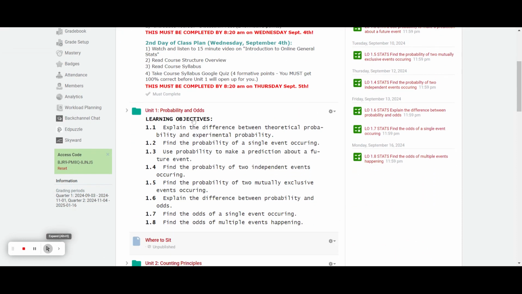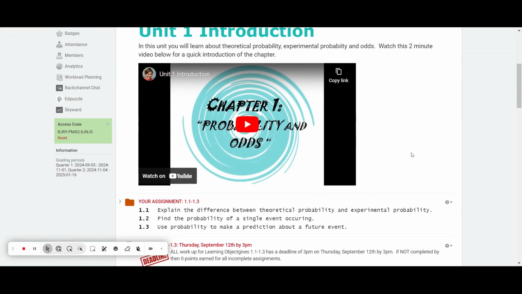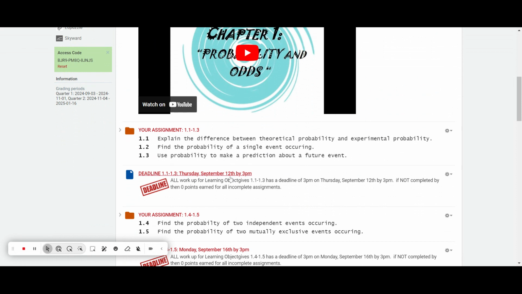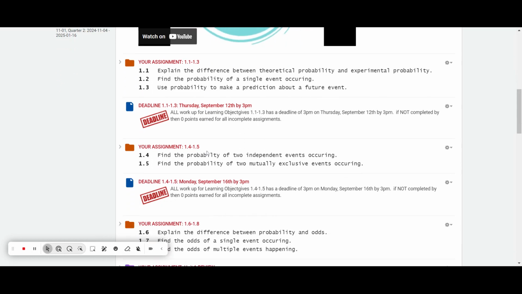Our first chapter is on probability and odds, and if we go into the folder, you will see our first deadline. I try to make it pretty obvious for you. Our first deadline is going to be this coming Thursday by 3 p.m. What you need to have done is all of the work in folder 1.1 to 1.3. Please make sure that that is completed by that time. If you don't have it done by Thursday, lock yourself into a WIN session and come on in and please wrap it up. The next deadline is going to be that following Monday, Monday the 16th, for sections 1.4 to 1.5. So just keep that in mind.